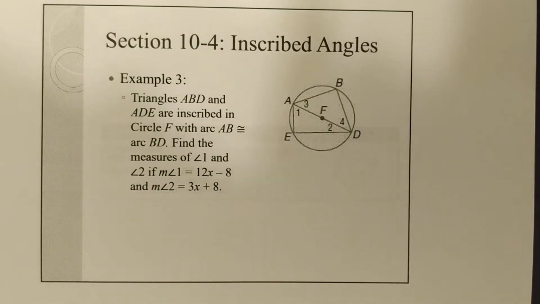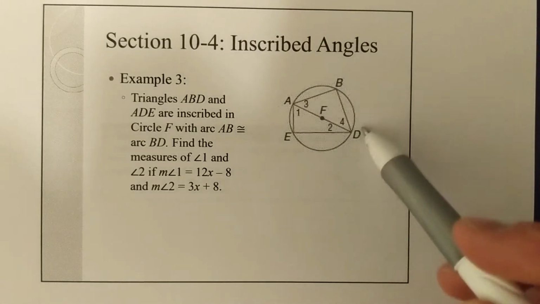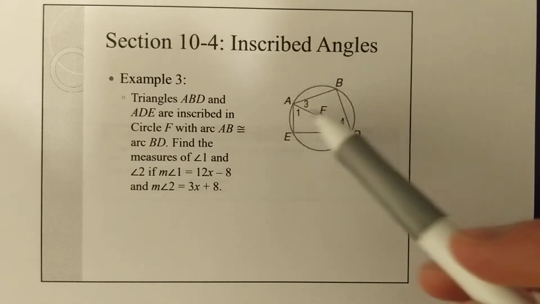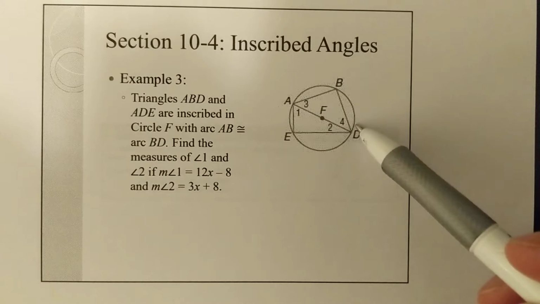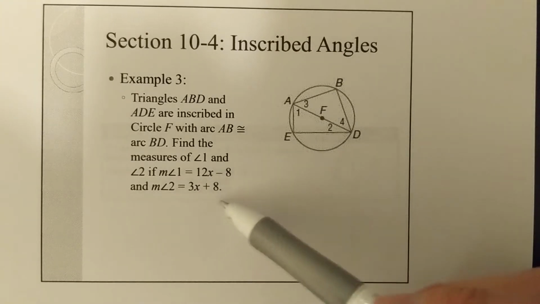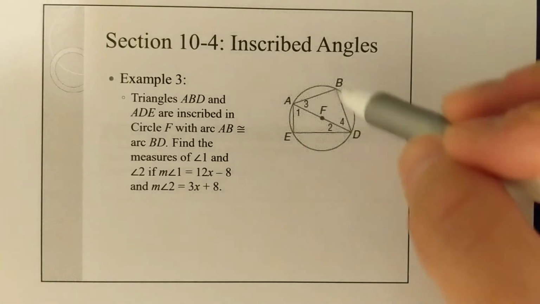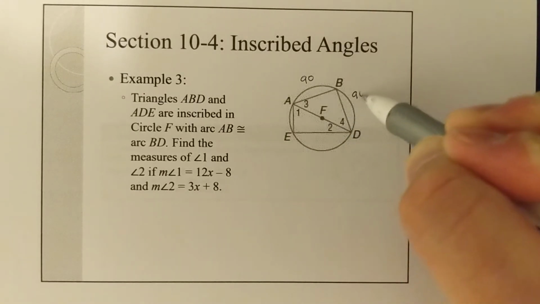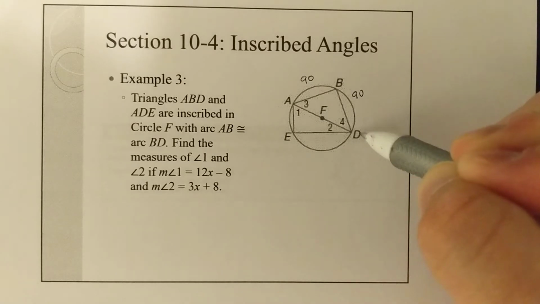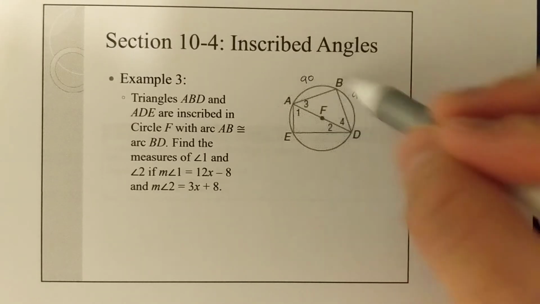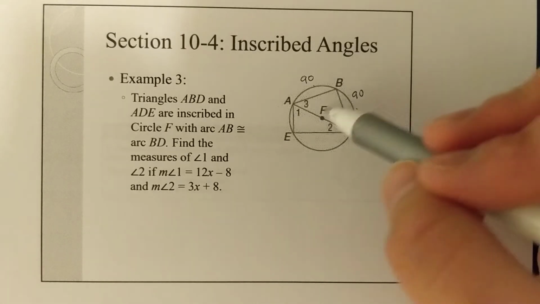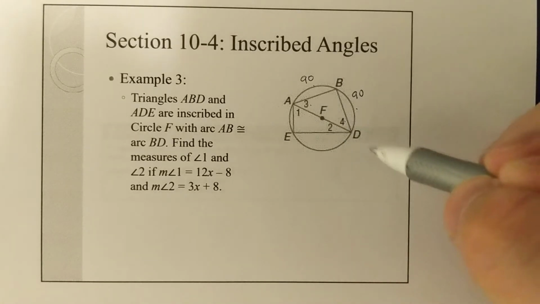So you got example 3 here. You got two triangles, ABD, so that's the top one, and ADE, the bottom one, are both inscribed with arc AB congruent to arc BD. Find the measures of 1, 2, if 1 is that and 2 is that. So if these two are equal, that one is 90 and that was 90 because AFD is the diameter, so that's a semicircle, so it's 180 total. And if these two are equal to each other, they have to both be 90, which means angle 3 is 45 and angle 4 is 45.